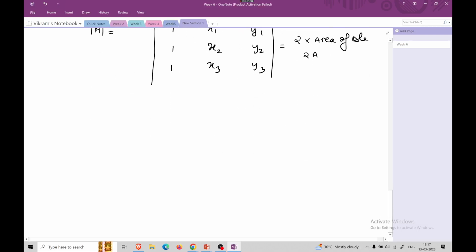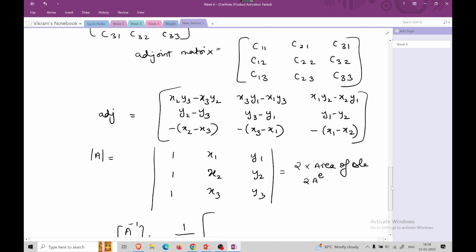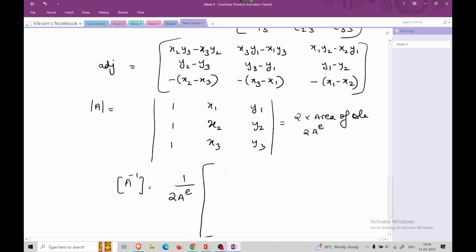So finally my inverse is going to be, with the area of the element, 1 by 2 times AE. So I am going to get something like this. This entire matrix I will make as alpha 1, alpha 2, alpha 3, beta 1, beta 2, beta 3. What is AE? Area of the triangle. If you evaluate this determinant and divide by 2, you will get the area of the triangle, right? So I am just mentioning 2 times the area of the triangle.